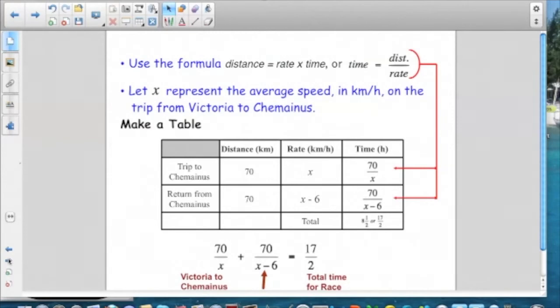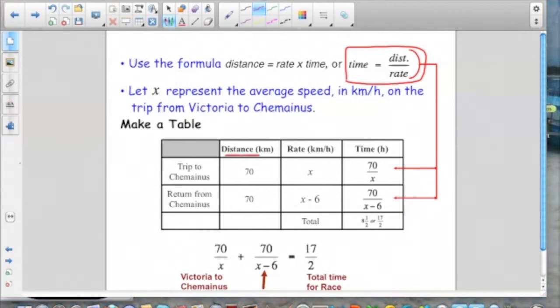Now, you've probably done physics. This formula right here you're going to be using, because we have distance, we have the rate, and we have the time. So this is where we set up the table. Distance times rate equals time, right? So you have all those things.